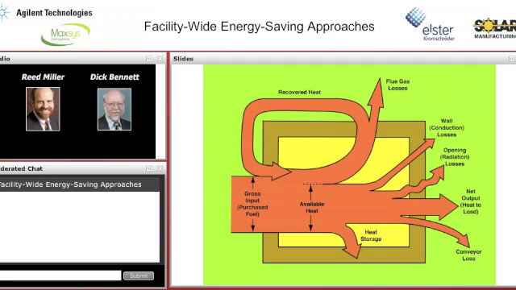So what do we do? Well, if it's a fuel-fired furnace, the first thing you do is look at your flue gas losses, which are probably your single biggest loss, and try to recover some of that heat. And you're going to do that most commonly by putting the heat back into the process via the combustion air.